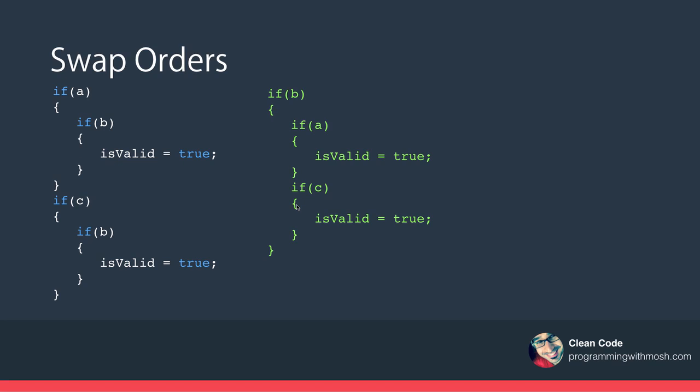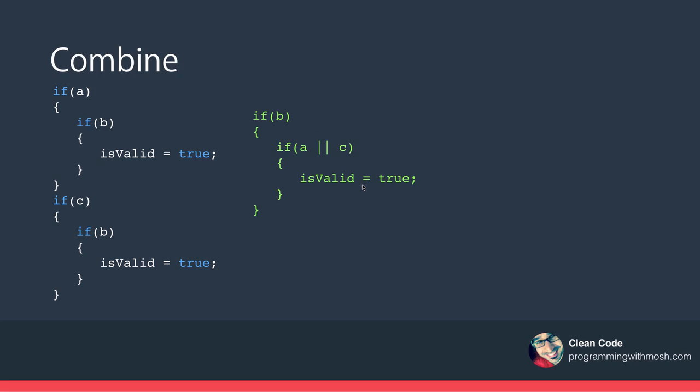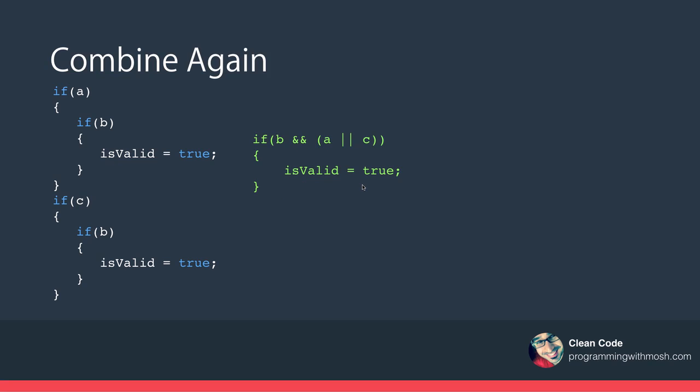Now we can use the combine technique. So once we get inside this if block, if A is true or C is true, then is valid equals true. So we can combine these two if statements to something like this. Now we have only 2 if statements. And we can apply the combine technique again. So if B is true and either A or C is true, then is valid equals true. Isn't that cool? We reduced 4 if statements to only 1.